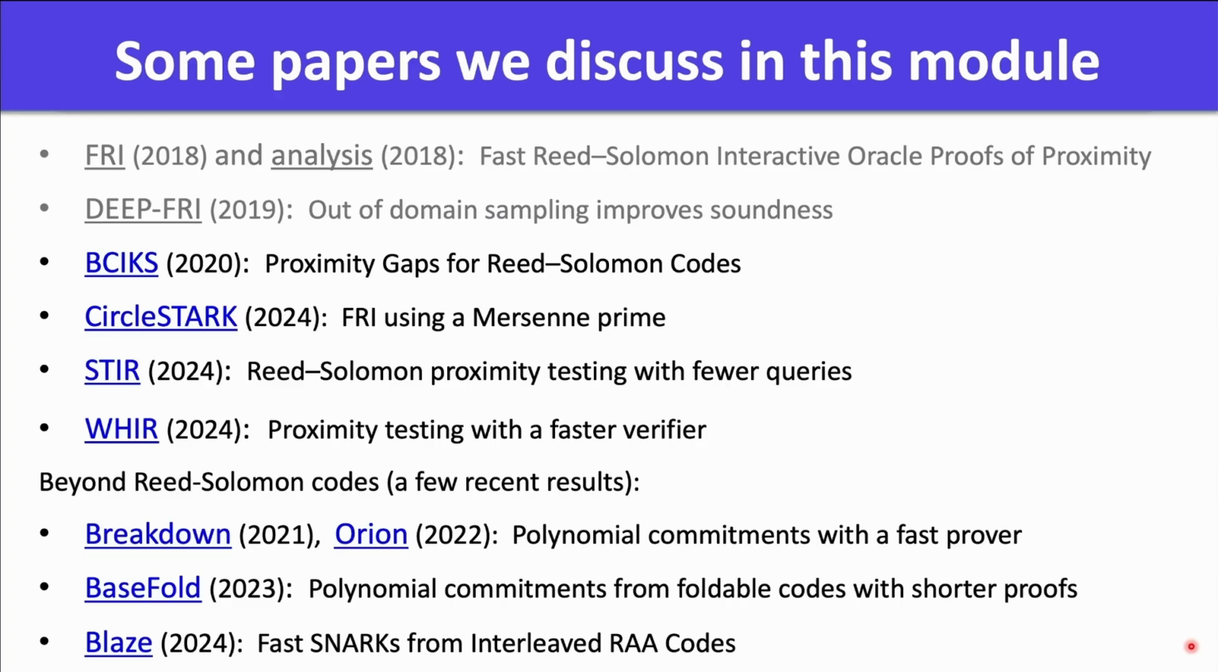First, I wanted to show you on one slide all the papers that we'll be discussing in this lecture. On the top here, I listed the papers that build SNARKs based on Reed-Solomon codes, and on the bottom, I listed papers that build SNARKs using codes that go beyond Reed-Solomon. These are all clickable, so you can read these papers later on if you want to learn more about what we'll be discussing in the lecture.